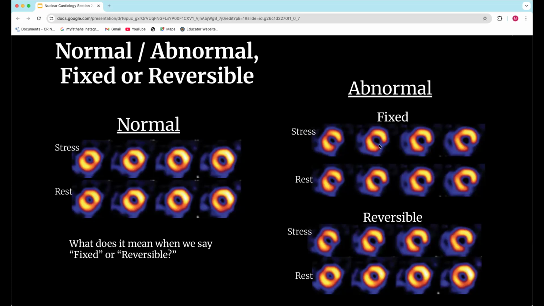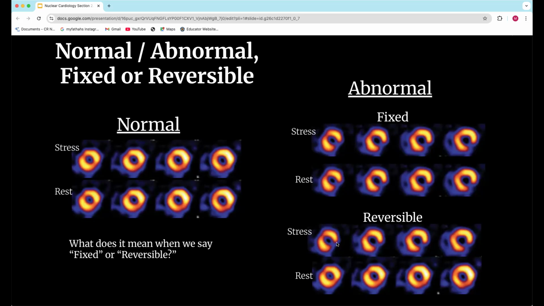In fixed, again, I do the stress, I have a defect, do the rest, same defect exists, which means I never got blood flow there. And so what we have here is an infarct, right? It's fixed. It didn't change. Over here, I did the stress test. I had a defect. We reversed it, meaning we did the rest and it filled in. So this is ischemia right here. This is ischemic heart, and it's reversible.